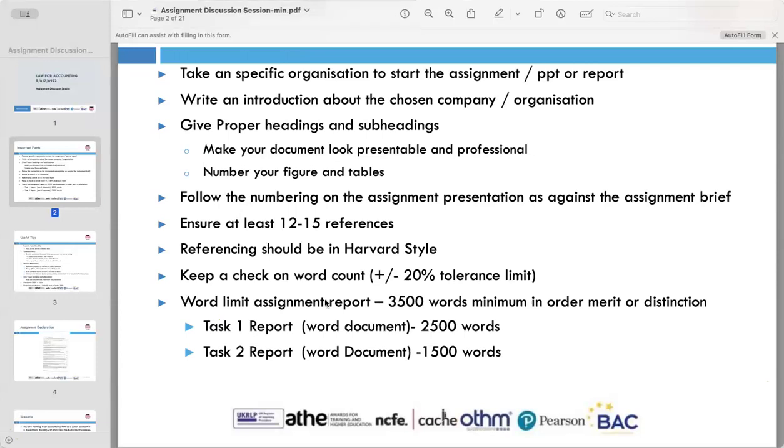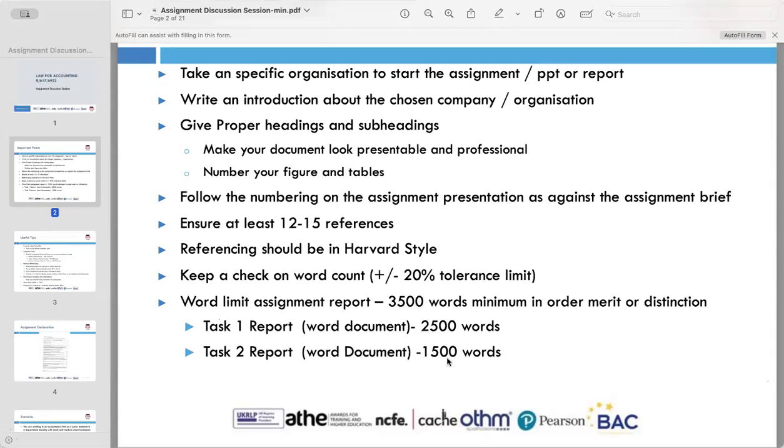They say the word limit for the assignment report is 3,500, and task one is 20. I will go through it on the next pages. But you can go up to 3,000 or more when you are satisfied. Normally this is 20% here. So I think 2,500 plus is more than enough. The word limit for the assignment report is 3,500 words minimum for merit or distinction, but you can go up to 4,000.